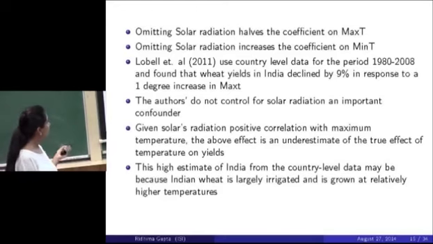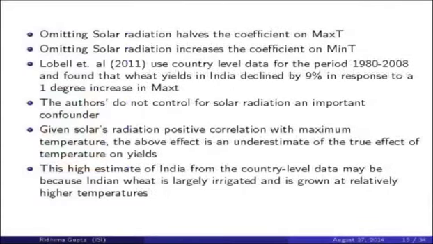A possible reason for this overestimate is that from the country level data, it may not be possible to disaggregate the fact that Indian wheat is largely irrigated and is grown at relatively high temperatures.